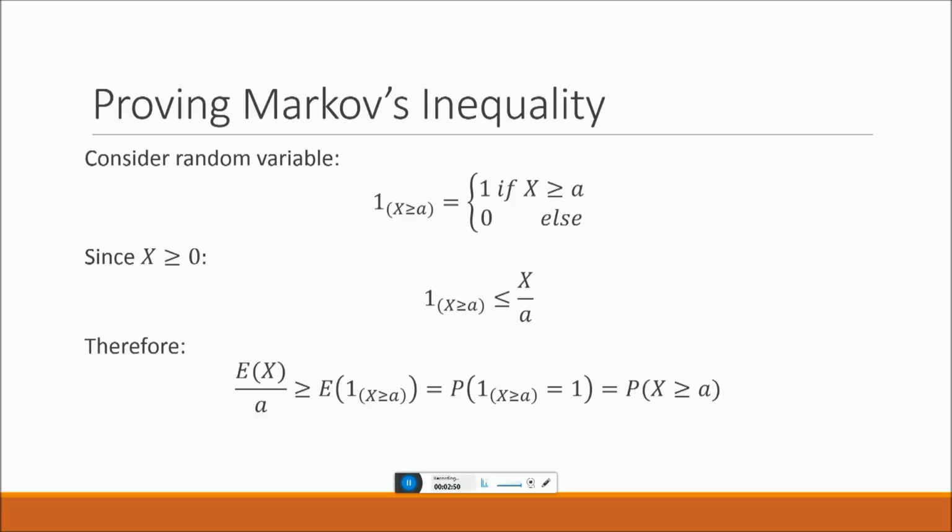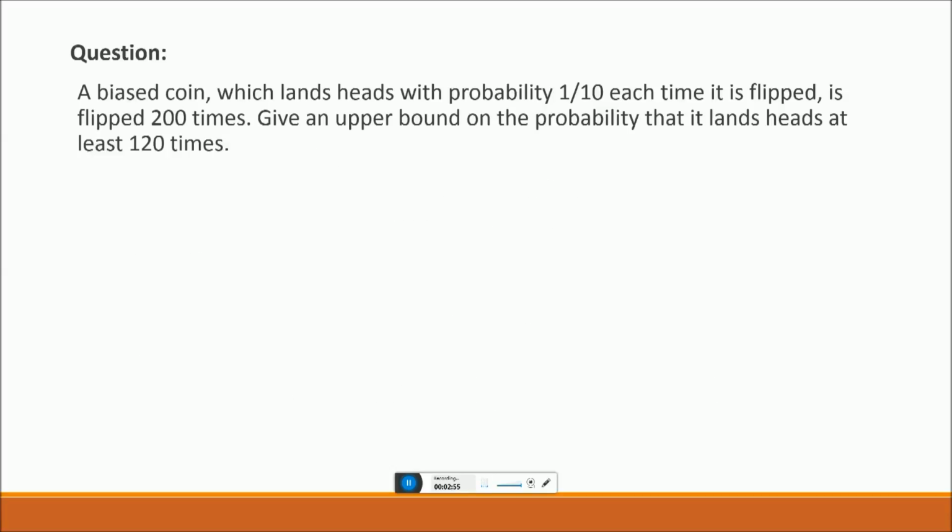So let's take a look at using Markov's inequality in a problem, and we can see why it can be so useful at constructing probabilistic upper bounds. Consider a biased coin which flips heads with probability 1/10 each time, and we flip this coin 200 times. Using Markov's inequality, we want to give an upper bound on the probability that it lands on heads at least 120 times.